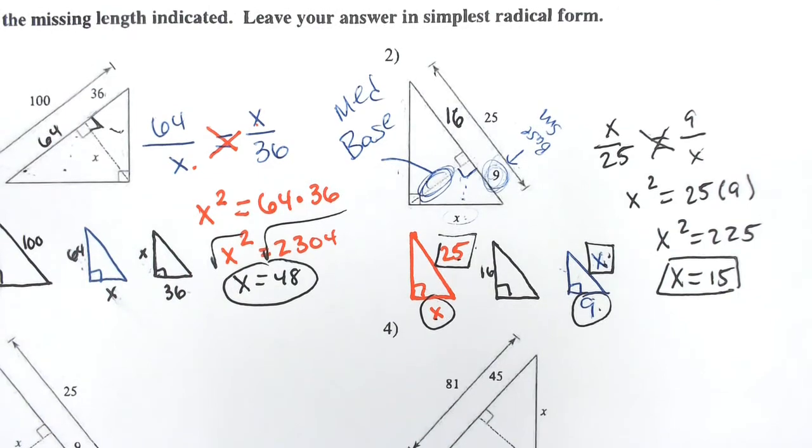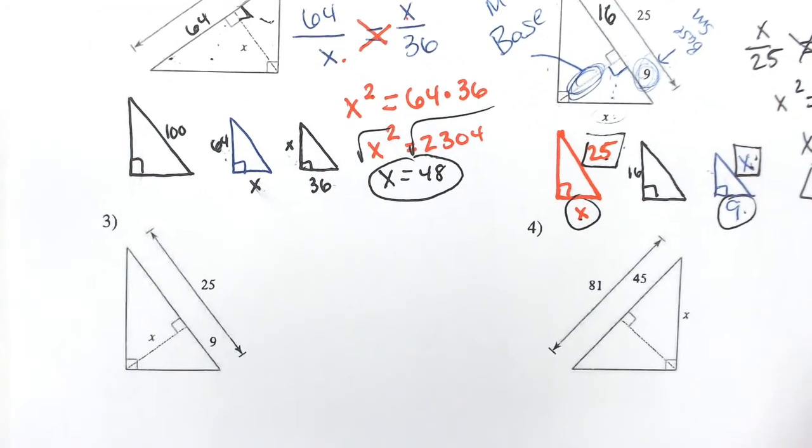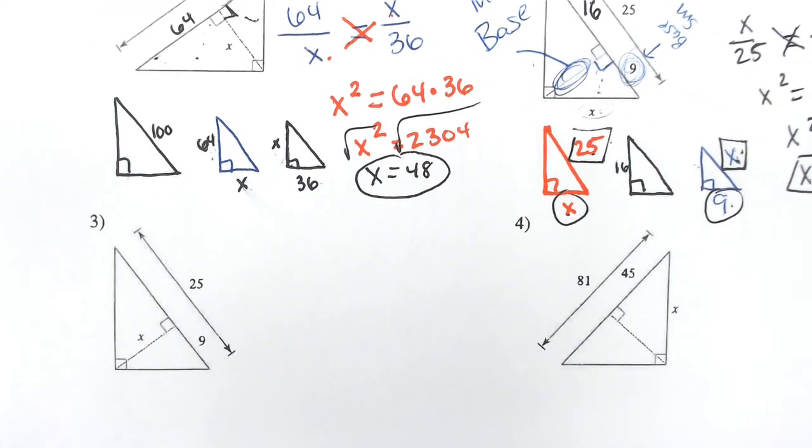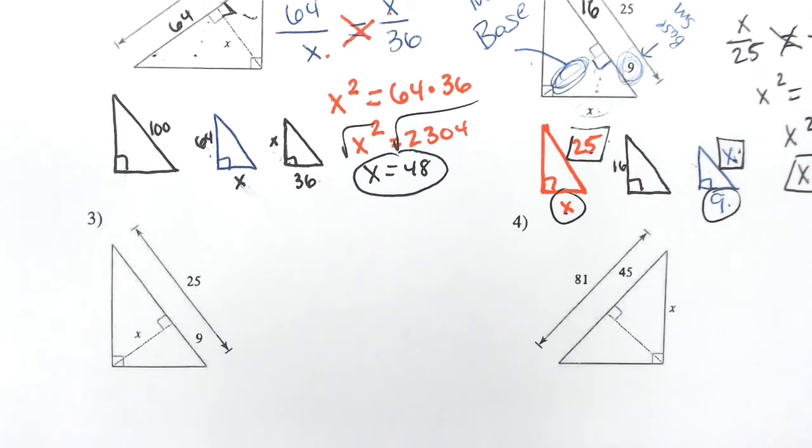Okay? Let's try one more, and let's see how it works out. So let's try number 3. None of these problems change. That's the beauty of these. They all remain the same. You draw your 3 triangles. Sometimes you'll have an x squared, sometimes you won't. So don't panic if you don't get x squared. And you just cross multiply.